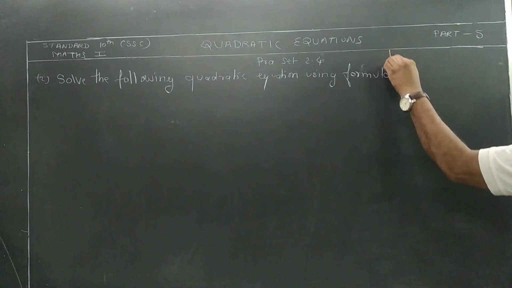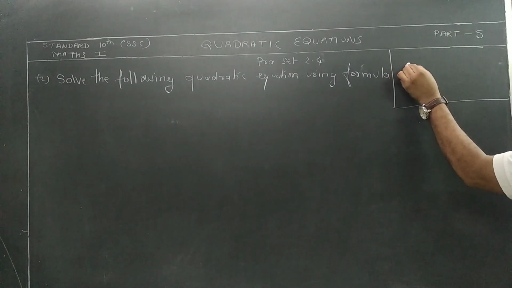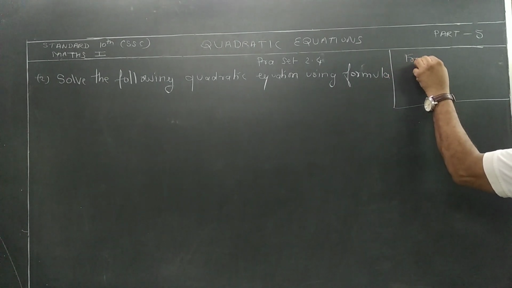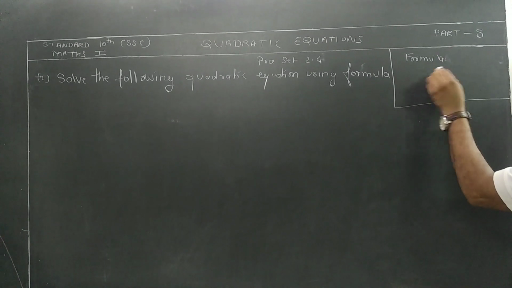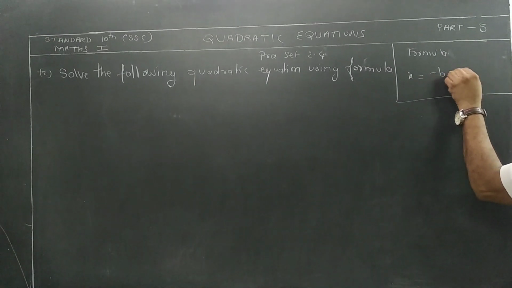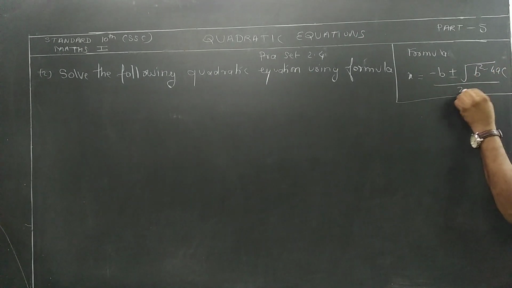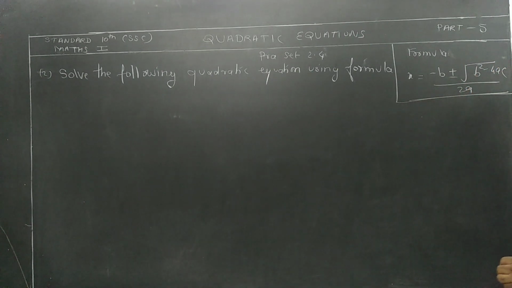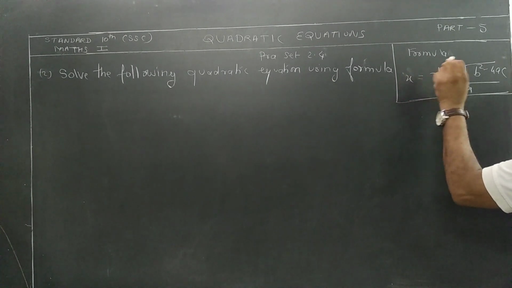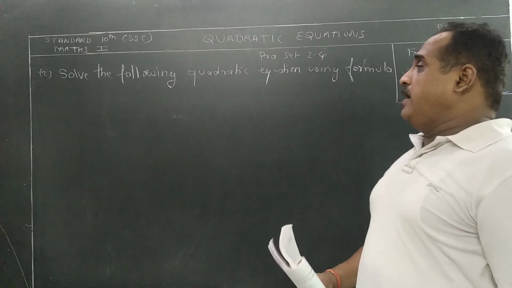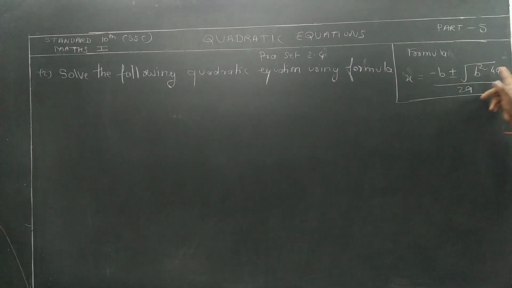Students, I am reminding you of the formula. What was the formula? x is equal to minus b plus or minus root of b square minus 4ac upon 2a. Please remember this, memorize it, do whatever you have to do. Once again, x is equal to minus b plus or minus root of b square minus 4ac upon 2a.